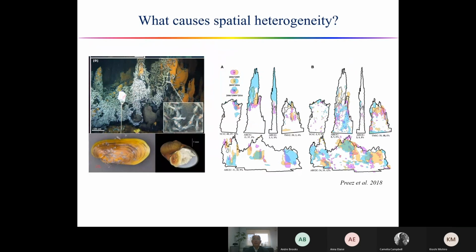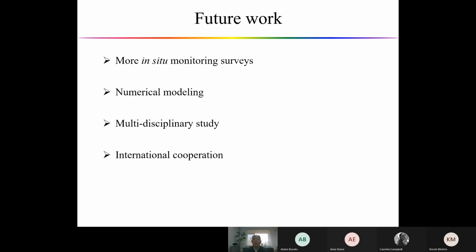And what caused spatial heterogeneity during our investigation? We observed different dominant species in different vents. However, we know little about the reason that may cause such spatial heterogeneity.